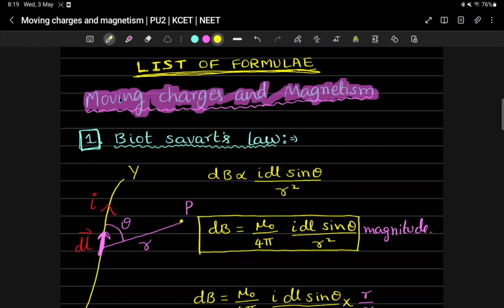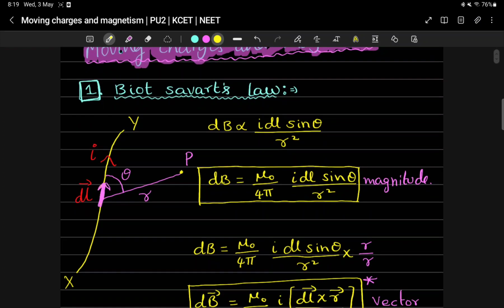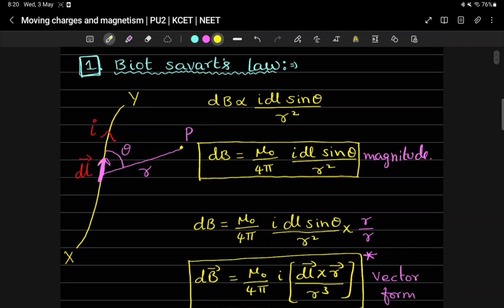So let's start. First of all we have Biot-Savart's law. Here if we consider a conductor carrying current I ampere, when a conductor carries current, it produces a magnetic field around it. So at this particular point P, which is at a distance r, what is the magnetic field produced?